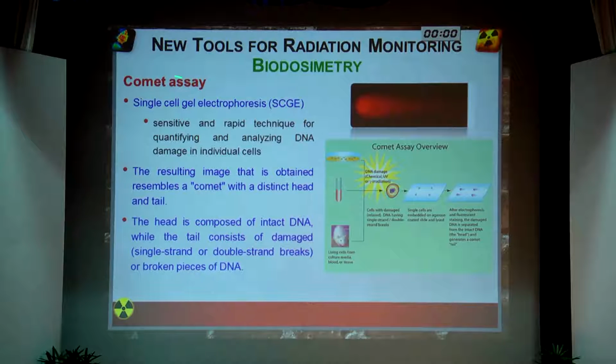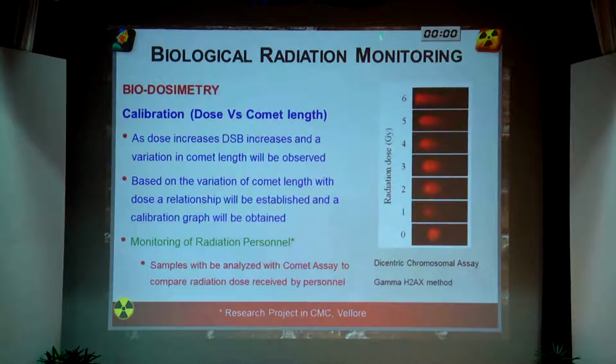An example in this case is a comet assay, where the resulting image, as a result of this single cell gel electrophoresis, will give an image which is like a comet. So this part will be the intact DNA, and this will be the DNA fragments because of the single strand and double strand breaks. And as we can calibrate it by the length of the tail, higher dose, longer tail. So this can be used, and we are going to start this for our radiation personnel.